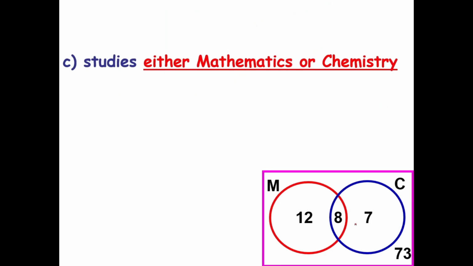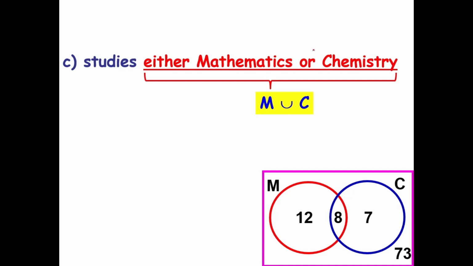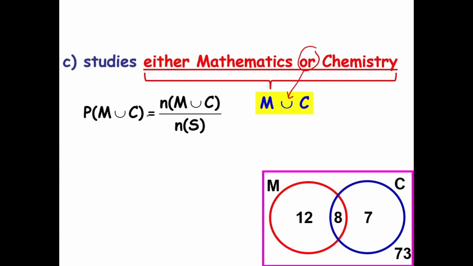Part C, find the probability that the student studies either maths or chemistry. This event represents M union C. The keyword "or" represents the symbol union. The formula is P(M union C) is equal to n(M union C) over n(S). So from the Venn diagram, we can see that M union C is 12 plus 8 plus 7 over the sample space 100, which is equal to 27 over 100.